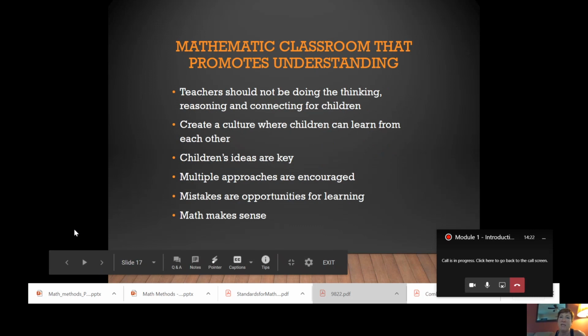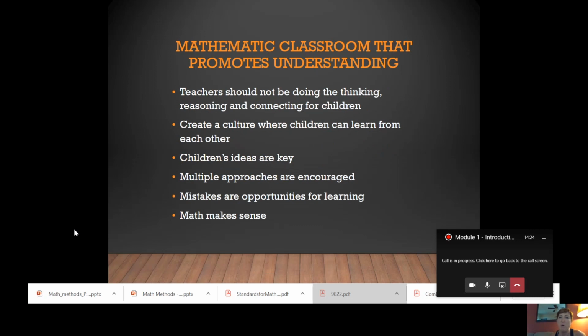So what would a mathematics classroom look like that promotes understanding? First of all, teachers should not be doing the thinking, reasoning, and connecting for children. We want them to do those things. We also want to create a culture where children can learn from each other. How can we do this in a virtual classroom? That's something we all need to consider right now.